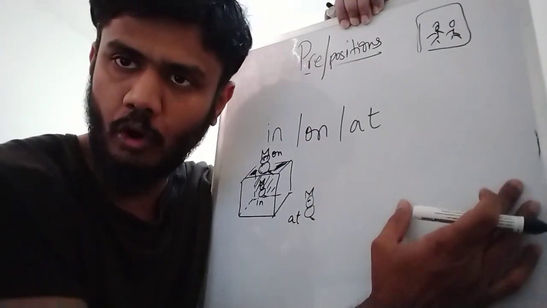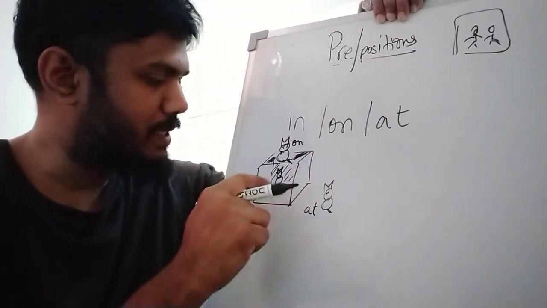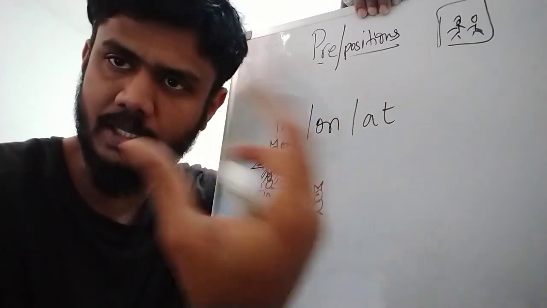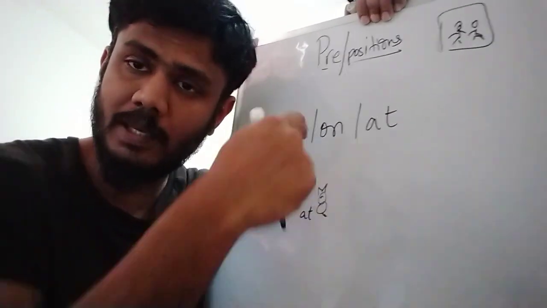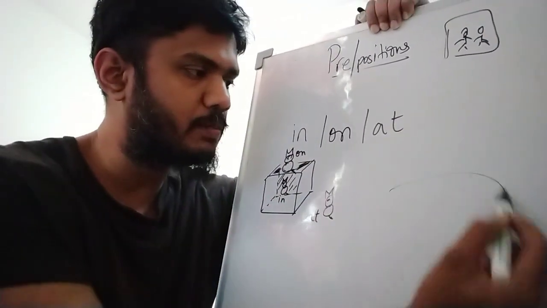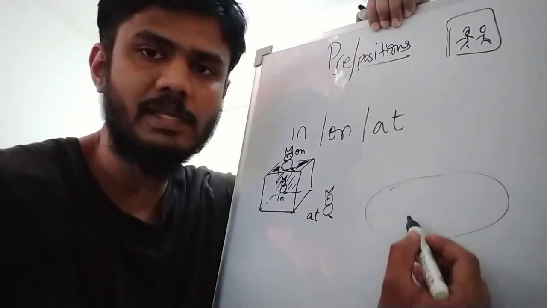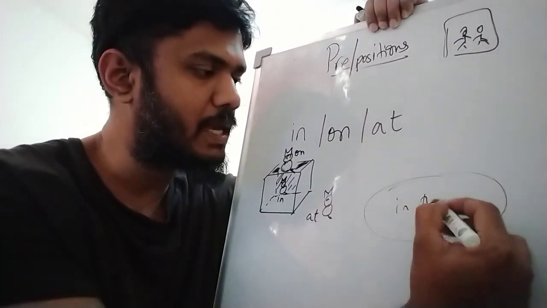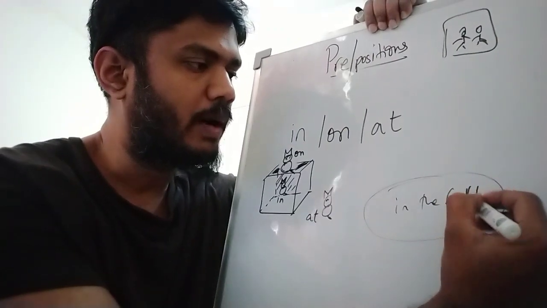Right. That's on. Whereas in means that it's enclosed, it's surrounded by some kind of, it could be a three-dimensional structure like this, or it could also be a boundary, right? So let's say this is a football field. So you can say in the field, okay? Why is it in the field?